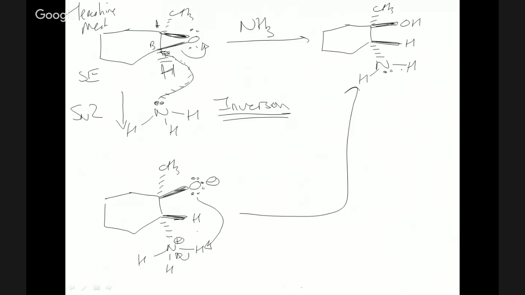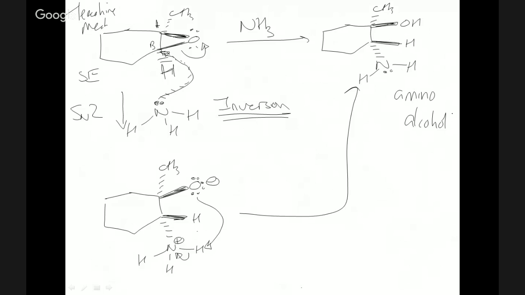Amine and an alcohol, amino alcohol. So that's a basic reagent that opens an epoxide. The last one was an acidic reagent that opened the epoxide. Let's look at another example of a basic. We're going to start with the same starting material.